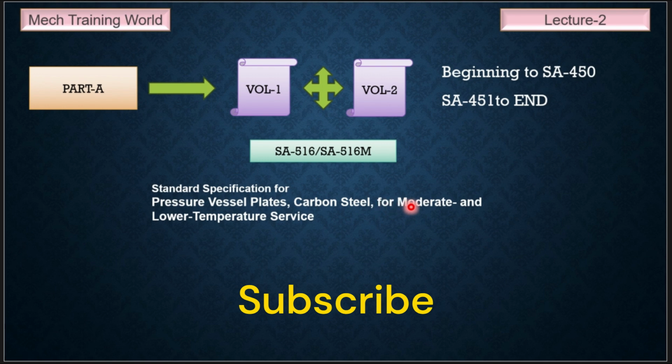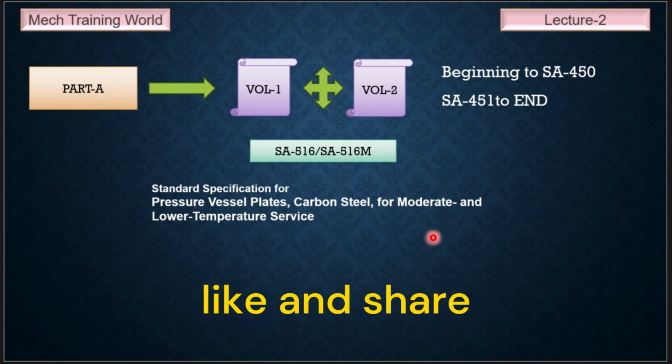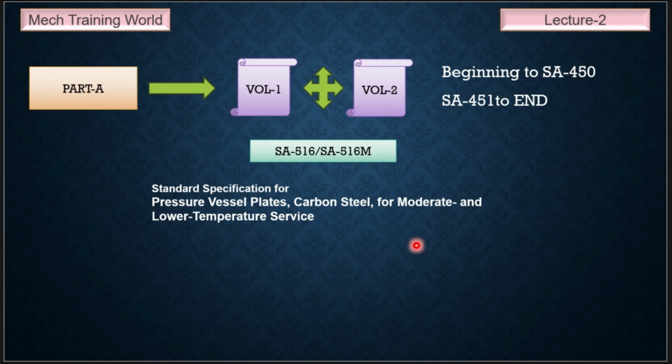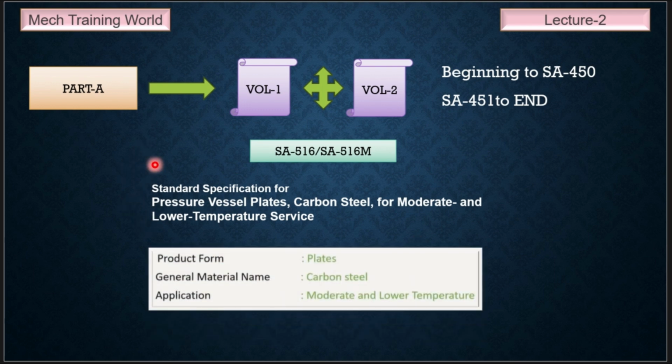Next, it is mentioned that it is for moderate and low temperature service. This means the application of this material is low to moderate temperatures, which are generally between -45 and 400 degrees Celsius. So this is the meaning of the heading for the SA-516 grade. The product form is plates, the general material name is carbon steel, and the application is moderate to low temperature service. I hope you understand this heading.